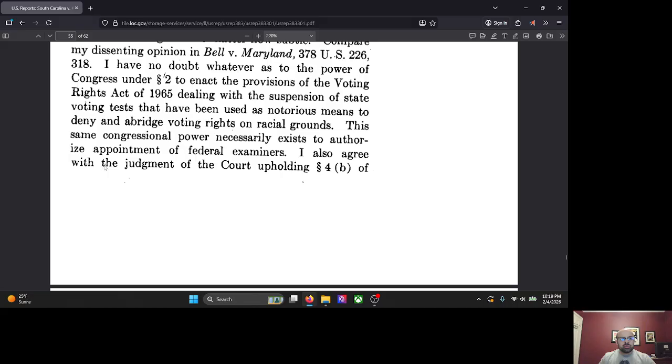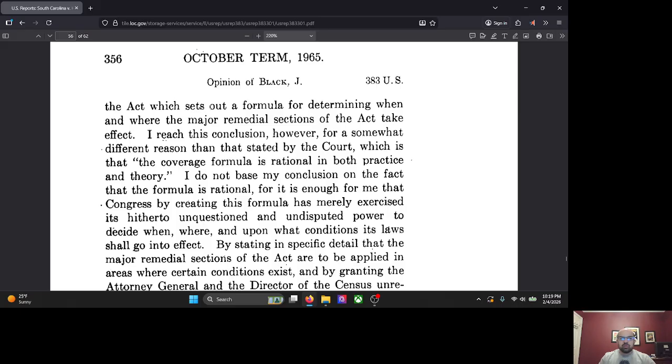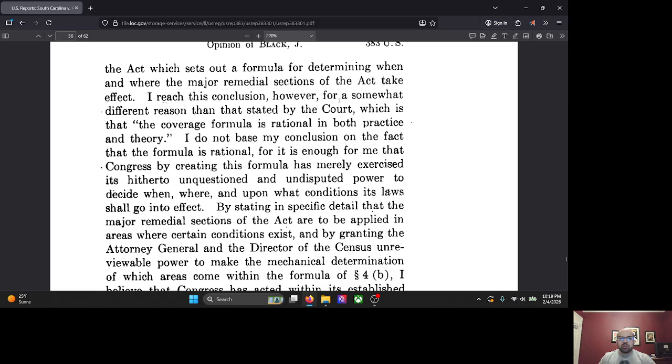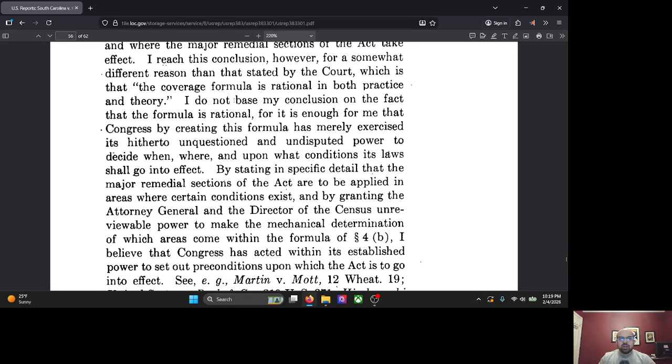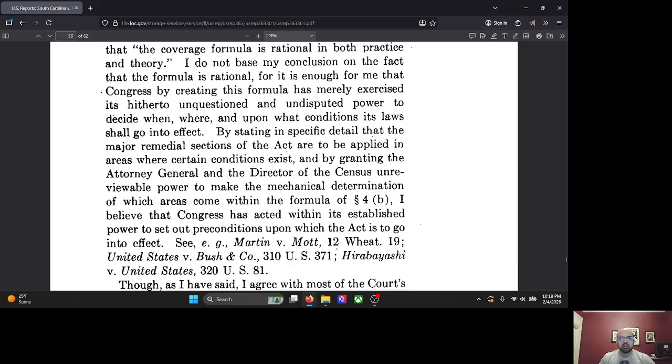I also agree with the judgment of the court upholding subsection 4B of the Act, which sets out a formula for determining when and where the major remedial sections of the Act take effect. I reached this conclusion, however, for a somewhat different reason than that stated by the court, which is that the coverage formula is rational in both practice and theory. I do not base my conclusion on the fact that the formula is rational, for it is enough for me that Congress, by creating this formula, has merely exercised its hitherto unquestioned and undisputed power to decide when, where, and upon what conditions its laws shall go into effect.